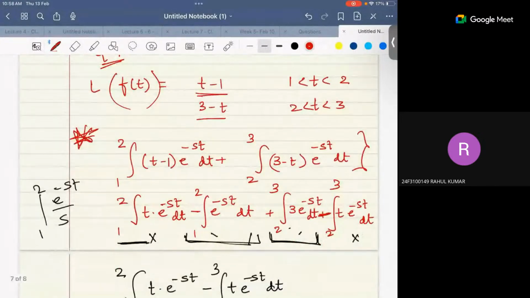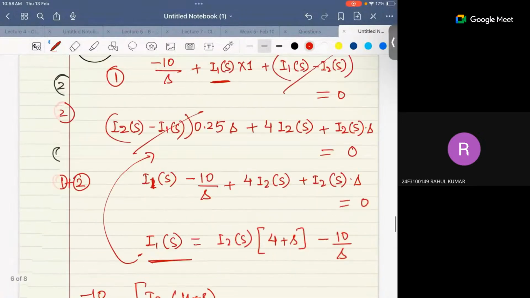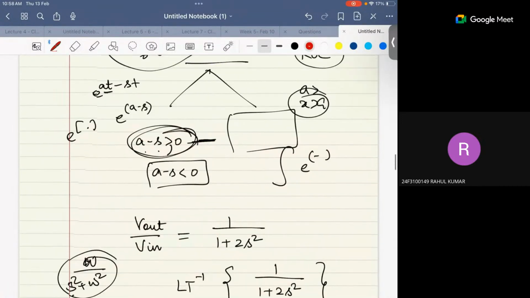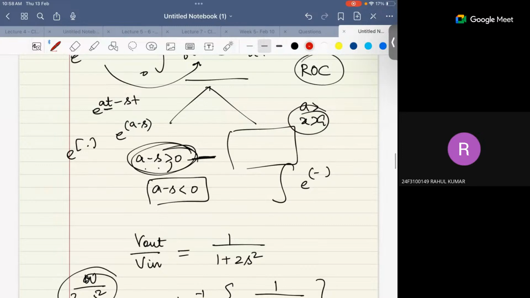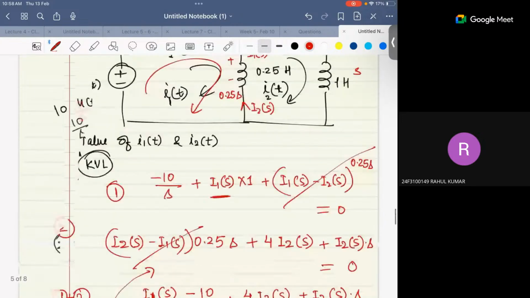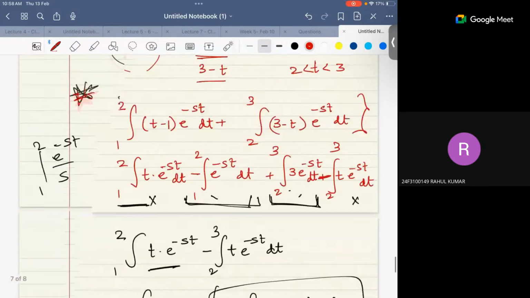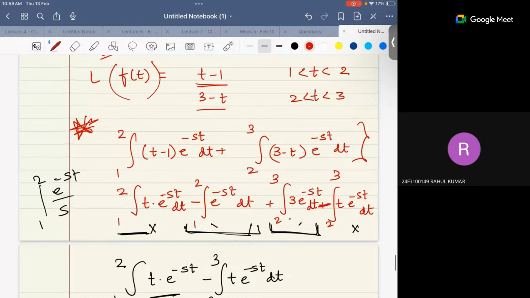Whatever the properties that we are talking about, all of them came from the basic method only, where you multiply every function first with e to the power minus st and then integrate. Correct? That is what the Laplace transform is. So here also, if you are asked to calculate the Laplace transform, you have to multiply the given signal with e to the power minus st, and then integrate it.